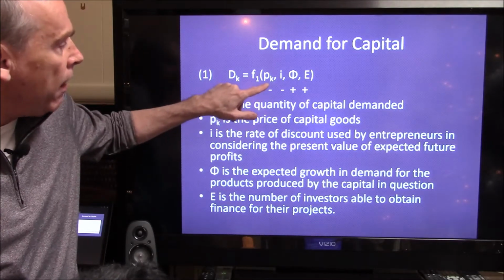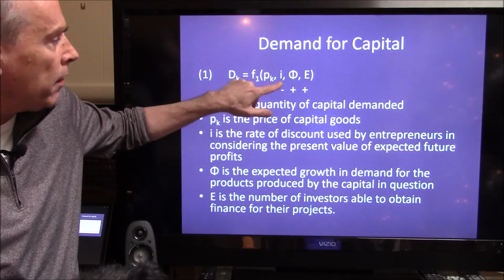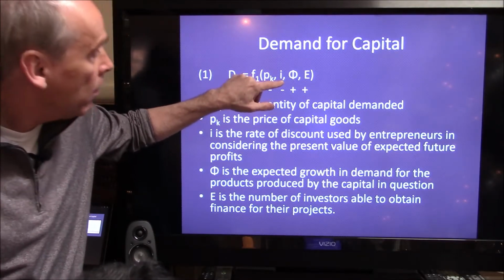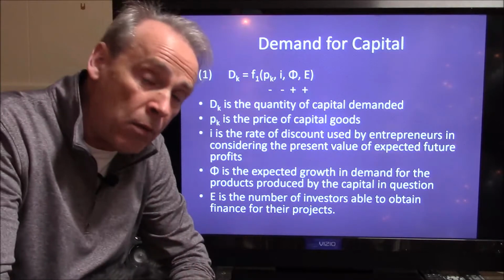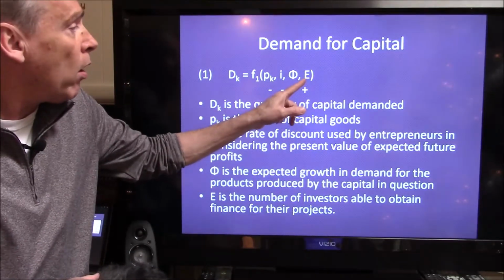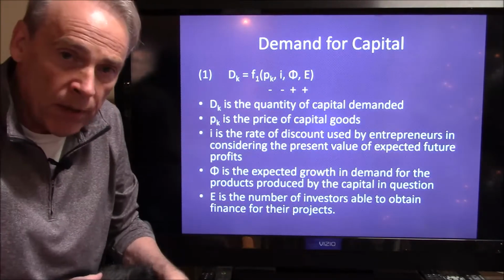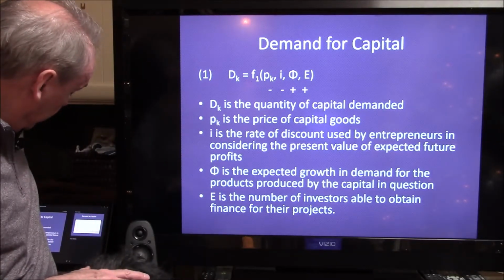So the higher the price of the restaurant, the less likely you are to build it. The greater your rate of discount, the less likely you are to build it. The more you think people are going to want to go to restaurants, the more likely you are to build it. And the more able you are to get financing, the more likely you are to build it. All right, so there was the demand.